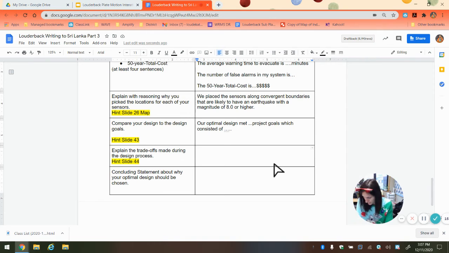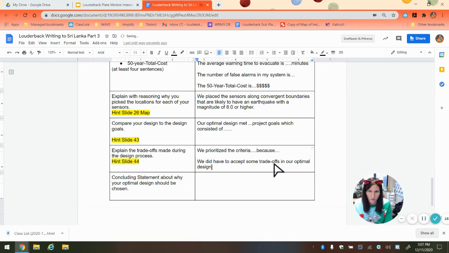So again, it's a simple statement that we prioritized the criteria and then list it out. List out the criteria and why. And then you want to talk about your trade-offs. We did have to accept some trade-offs in our optimal design and then list them out.